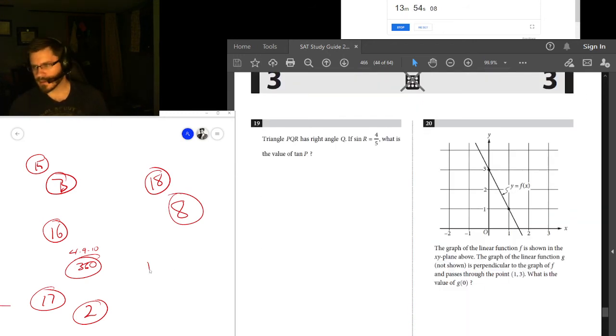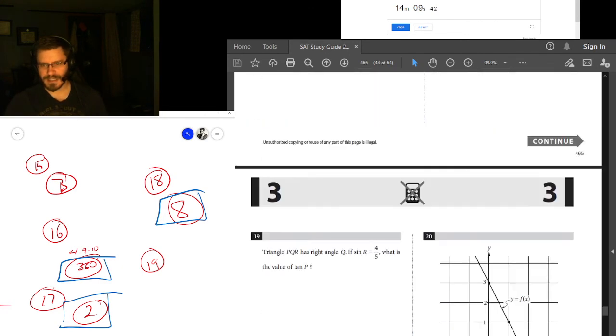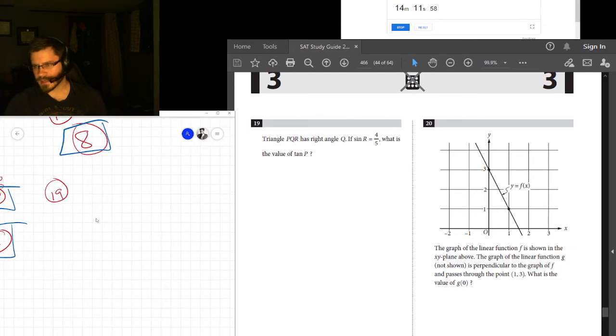Triangle PQR. I'm going to make sure that my answers are distinct from the question number here. Let's see. What are we doing? Oh yeah, number 19.